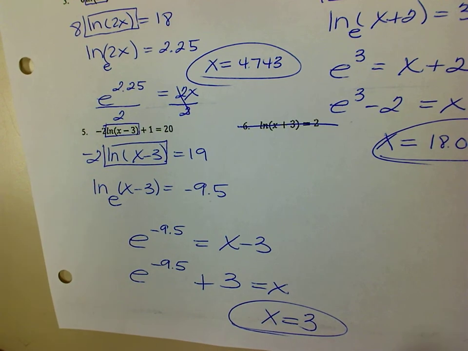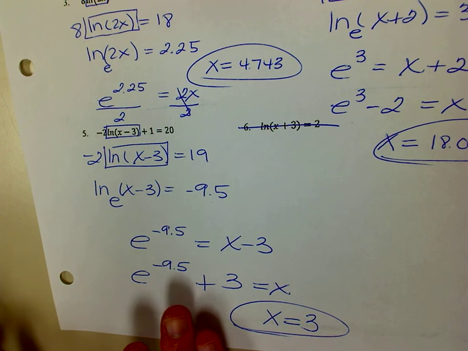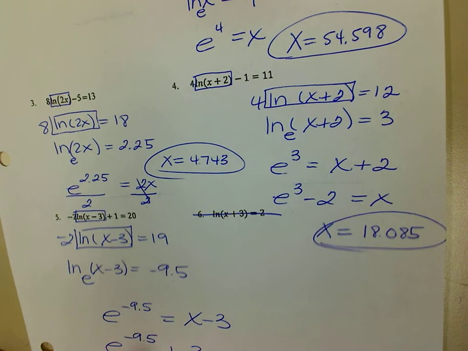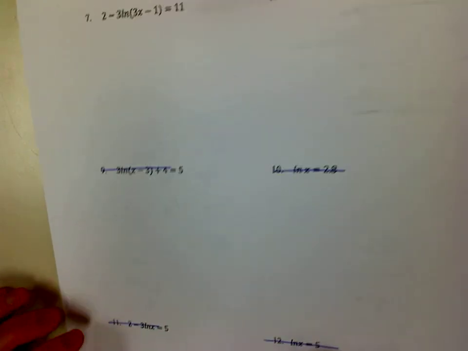All right, so again, this is just like 5-6. The only difference is that this section is natural log and 5-6 was just log. Okay, I'm crossing out number 6. And on the back, we're only doing 7 and 8.